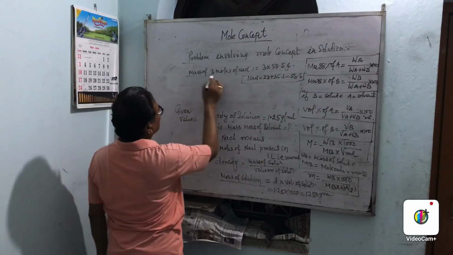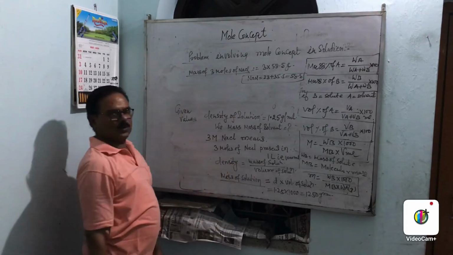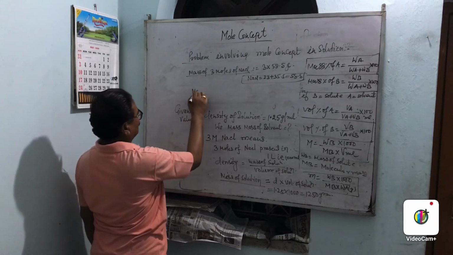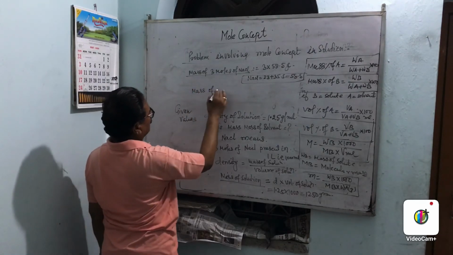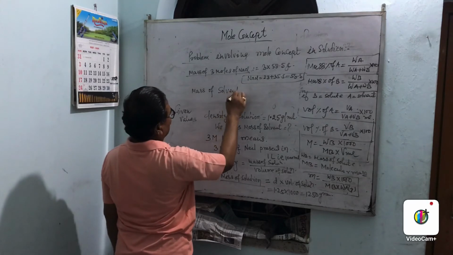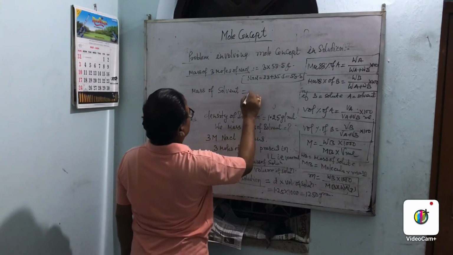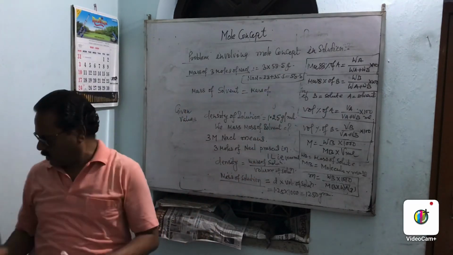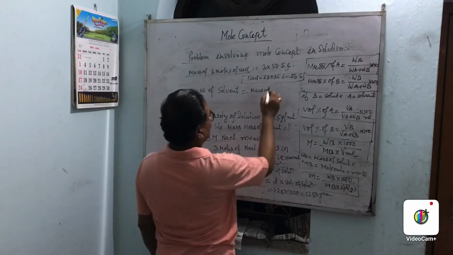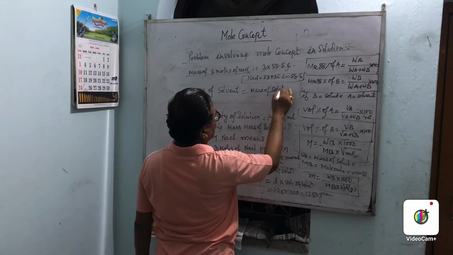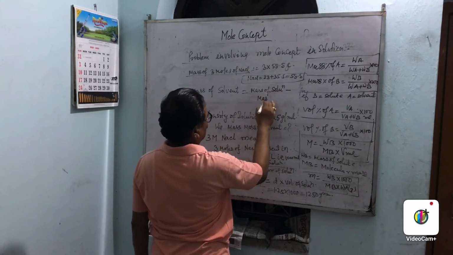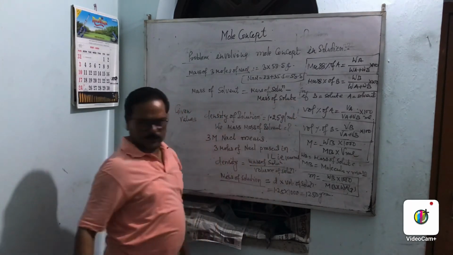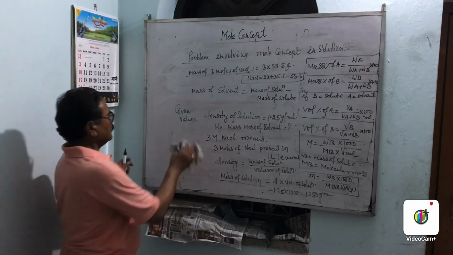Now the mass of solute is known and the mass of solution is known. So the mass of solvent can easily be calculated. Mass of solvent is equal to mass of solution minus mass of solute. We can calculate it now.